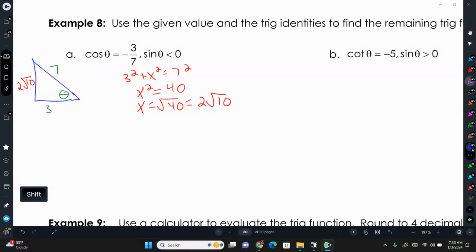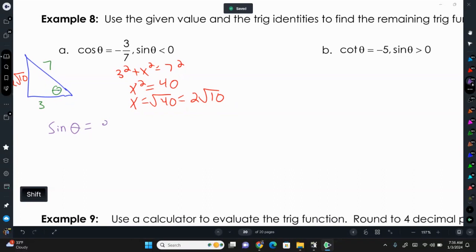So I think this may be the first time where we're able to simplify the radical. So sine is the opposite over hypotenuse. So 2 times the square root of 10 over 7, which means the cosecant is going to be that flipped. So 7 over 2 times the square root of 10. Well, we can't have that, so I'll multiply the top and bottom by the square root of 10.